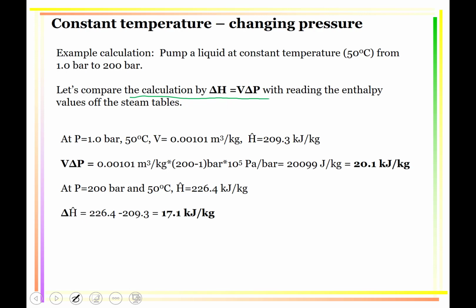So if we look it up, the pressure here, we can get the volume. We need to get this volume. And at 1 bar and 50 degrees C, the specific volume is given, and H hat is given as well from the steam tables. So we can calculate V delta P using that specific volume times the difference in the pressure, 200 bar minus 1 bar. And then we're going to convert from bars to pascals. And by doing that, we will then have our result in joules per kilogram. Now if we want to compare it with the value on the steam tables, we'll make it kilojoules per kilogram.